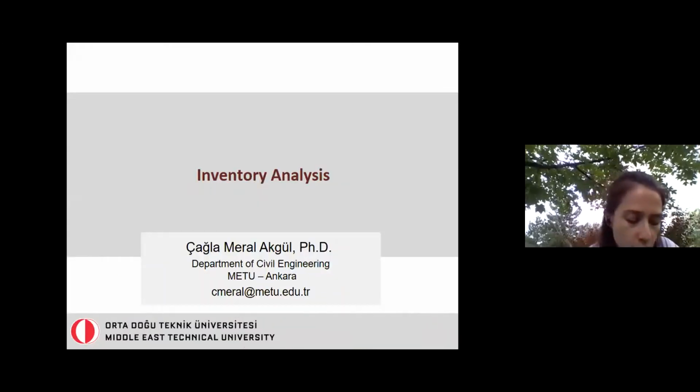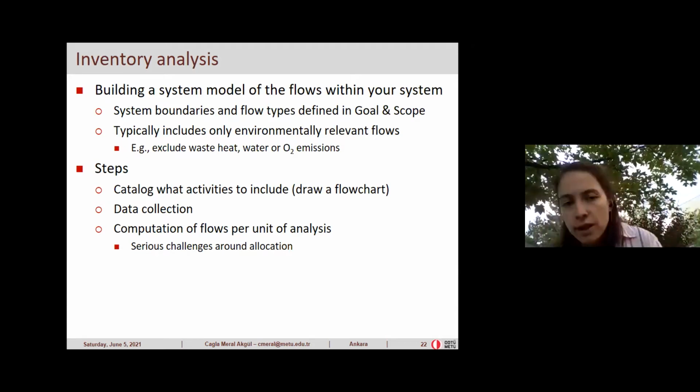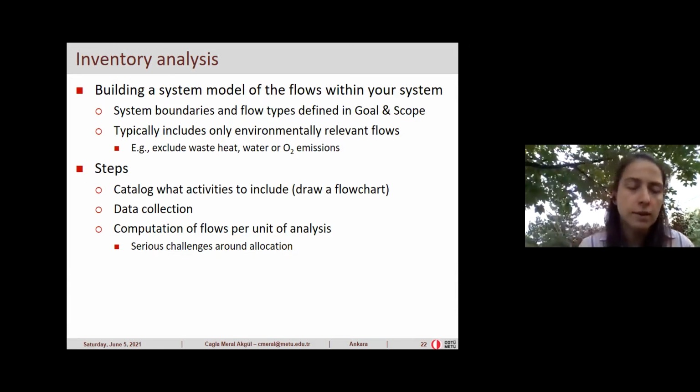Then we are going to do an inventory analysis once we have our boundaries. You build a system model of the flows within your system. And basically system boundaries and flow types are defined in goal and scope. And you take these boundaries and check the inputs and outputs in further detail in this stage.